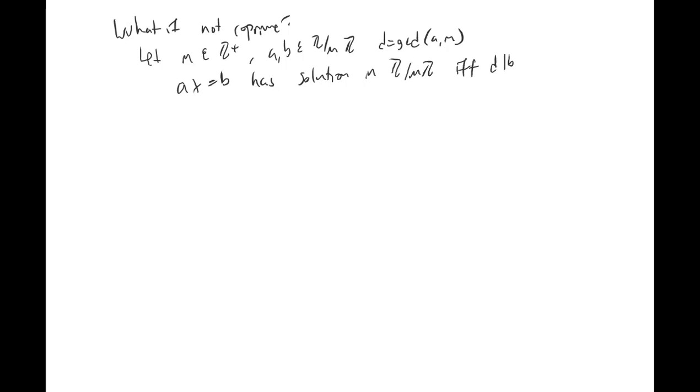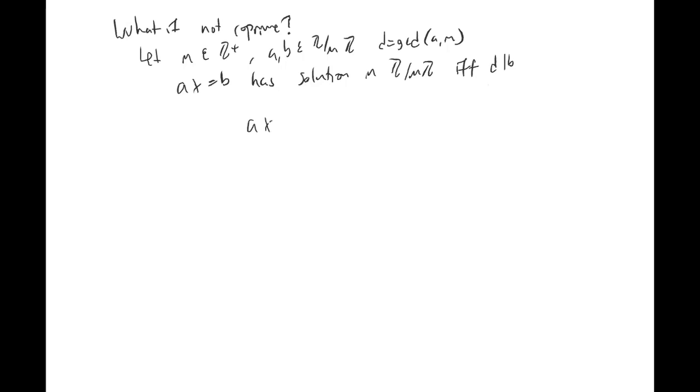So this is a corollary of the previous thing, right? Because in the previous thing, A was coprime to M, right? So D is 1, right? And 1 divides anything. But this is the general case, right? So how would you go about finding the solution?